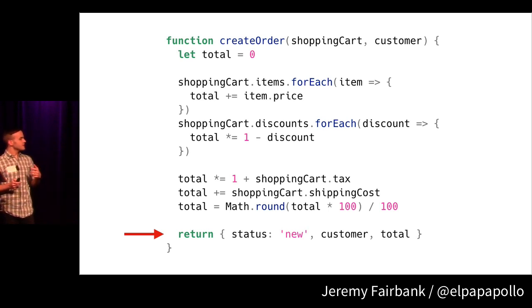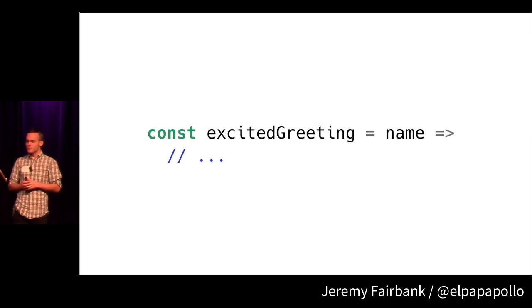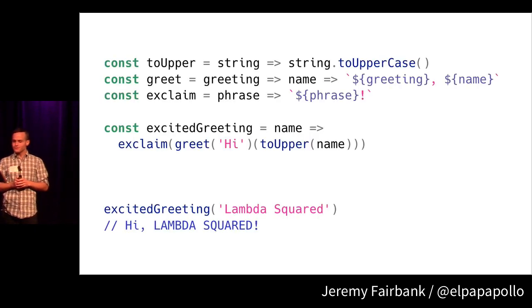So to do that, let's start off by looking at a simpler example, and we'll move back up to this function. So I have this excited greeting function I want to write. It's going to take a name, convert it to uppercase, then say hi, name, and then put an exclamation point at the end. It's very straightforward. But I want to apply this idea of taking generalized functions and combining them to make this more specialized excited greeting function.